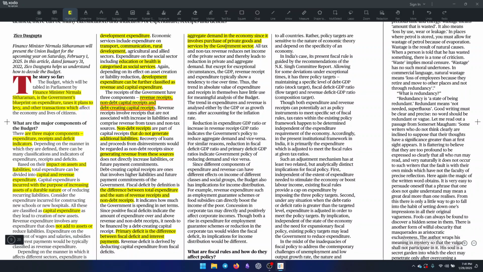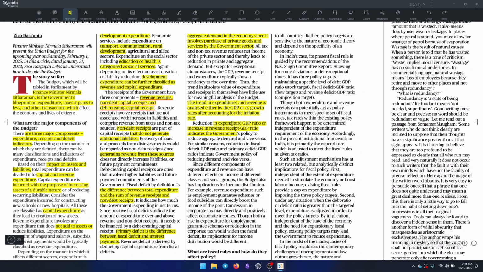The trend in expenditures and revenue is analyzed either by the GDP or as growth rates after accounting for inflation rate. Reduction in expenditure to GDP ratio or increase in revenue receipt to GDP ratio indicates that government's policy is to reduce aggregate demand and vice versa. For similar reasons, reduction in fiscal deficit to GDP ratio and primary deficit to GDP ratio indicates government policy of reducing demand and vice versa.